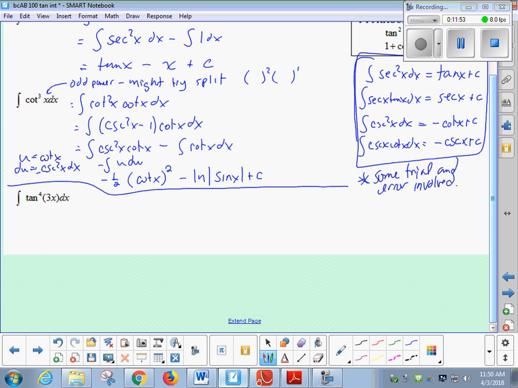Tangent to the fourth. Working our way up to more complex. What do you think we could do? Split that, baby. Split that baby into tangent squared. Well said. Tangent squared, tangent squared. Okay? Then give me something we could do.